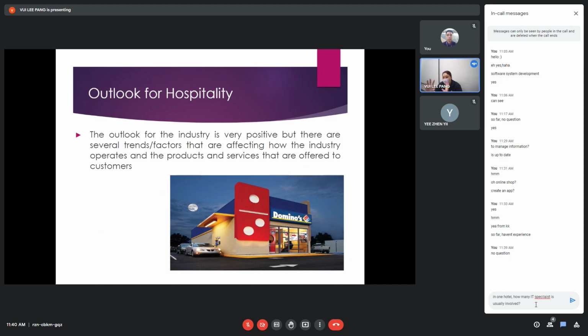So you can see how the trends and factors affect how the industry operates, and the products and services that are offered to the customer. Like drive-through, because nowadays people are lazy. So it is more convenient. You can order food for delivery, or use the drive-through.